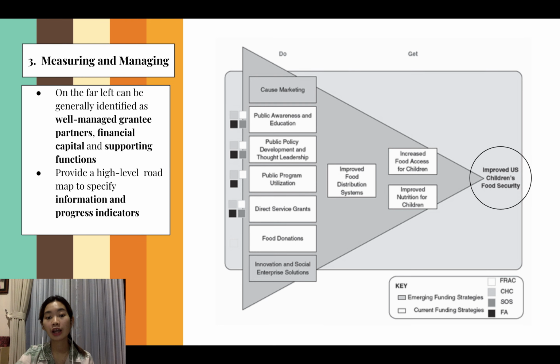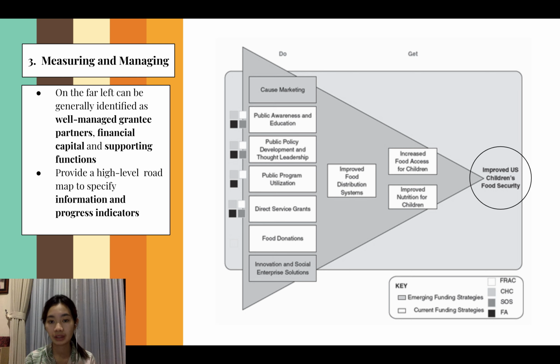Third is measuring and managing. We have to remember and note again that the intended result on the far right is improved children's food security, and on the far left it can generally be identified as well-managed grantee partners, capital, financial, and also supporting functions.